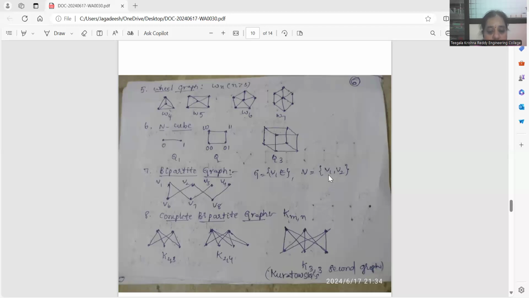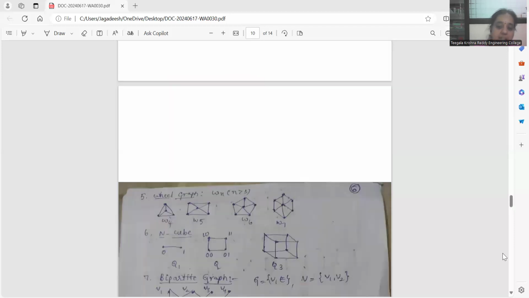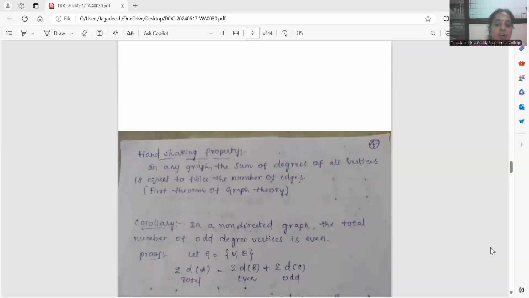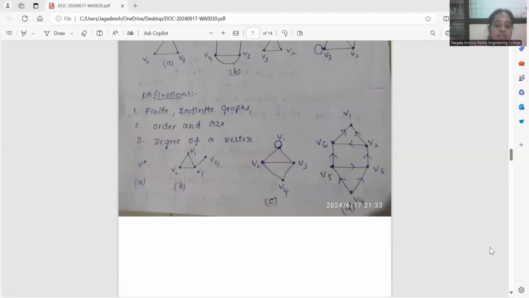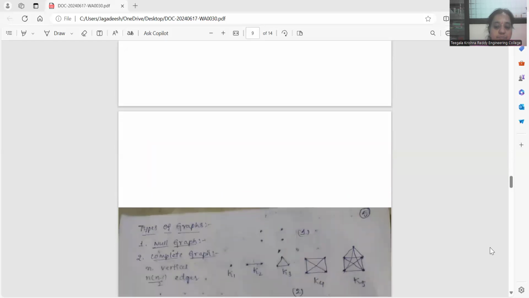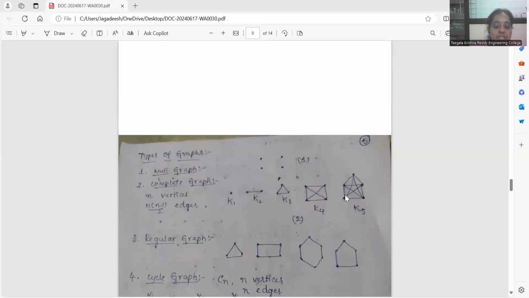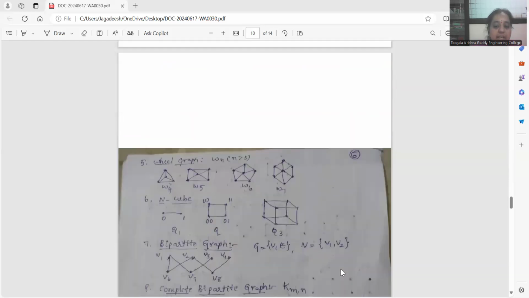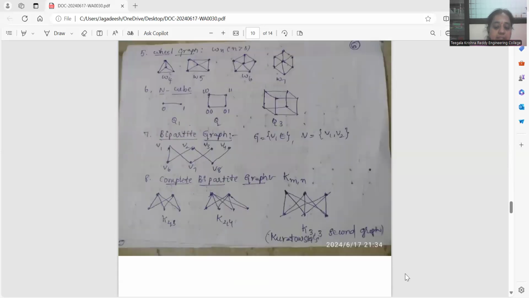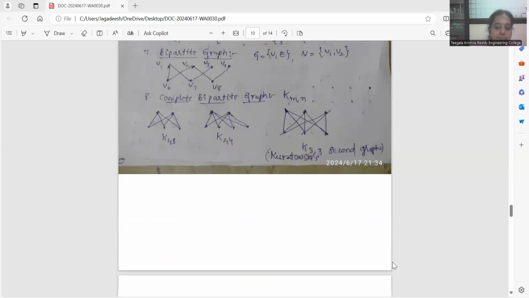In particular, K5 is called Kuratowski's first graph, and here K33, which is complete bipartite, is particularly called Kuratowski's second graph. Here it is three vertices with 9 edges.